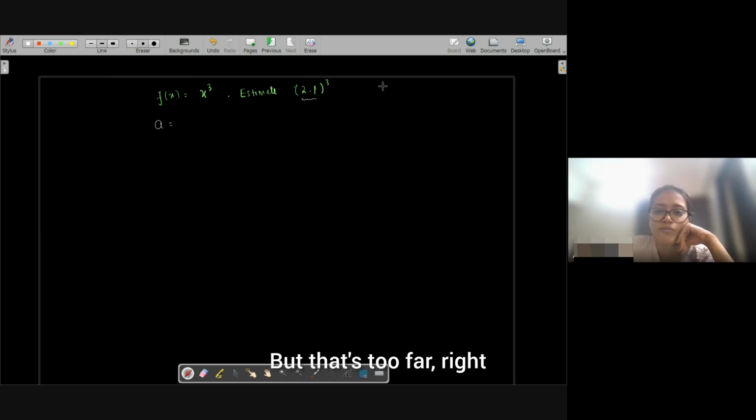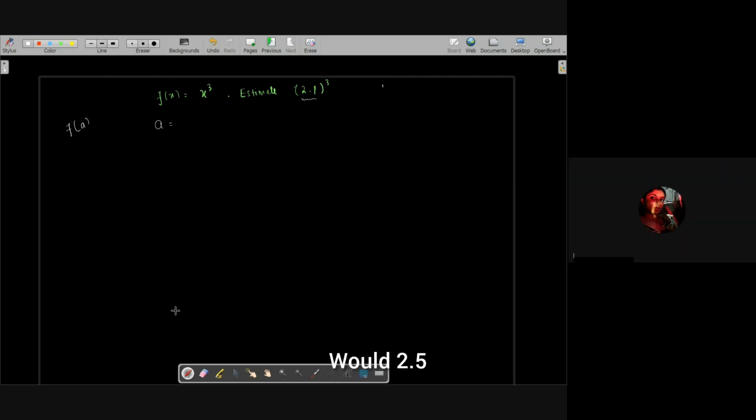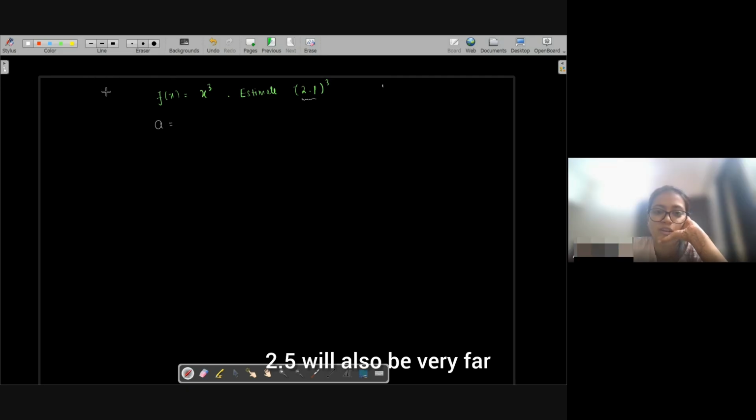But that's 4, too far, right? Yes, 4 will be very far from 2.1. We need a number which is very close to 2.1, and we can find out f of that number easily. Would 2.5 work? 2.5 will also be very far. You can try to think, still you can find out a number closer to 2.1.